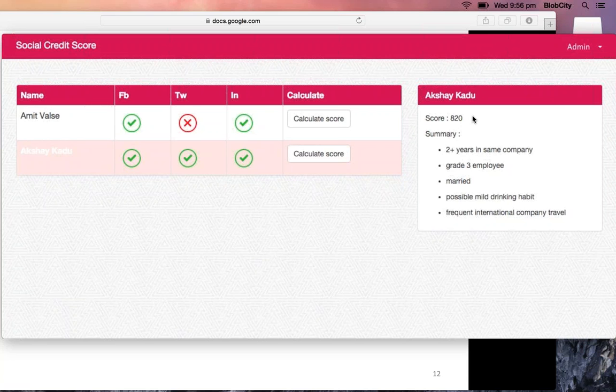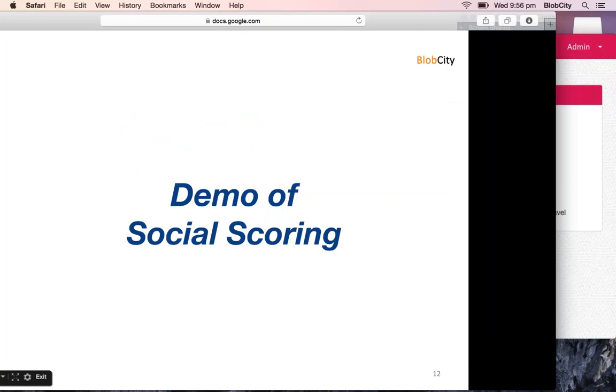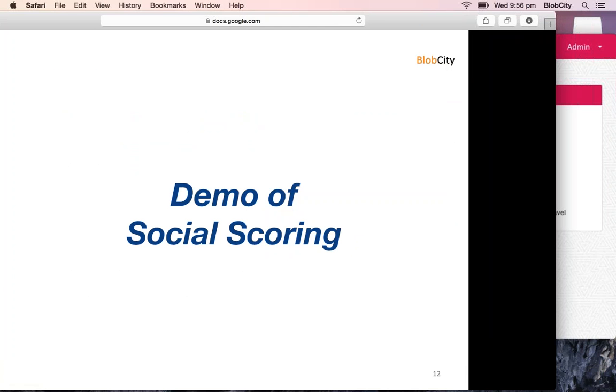Yeah, so we have got a question on Twitter. The question is, how do you help identify false positives?